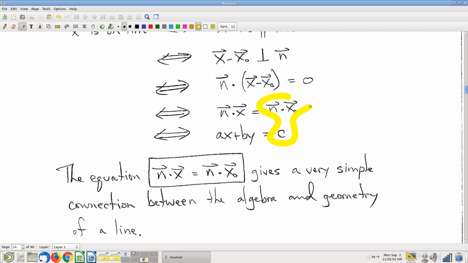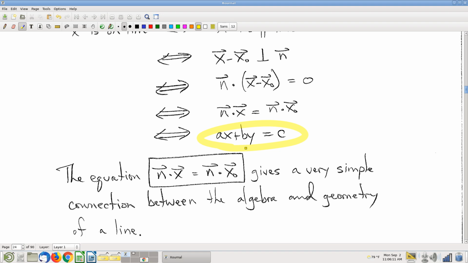And now what about this dot product here? Well, it's some number. I'm just going to call it C. It doesn't have any x's and y's in it. n is given, x naught is given, so that dot product is fixed. And there you go. There's your old Algebra 1 alternative equation for a line.